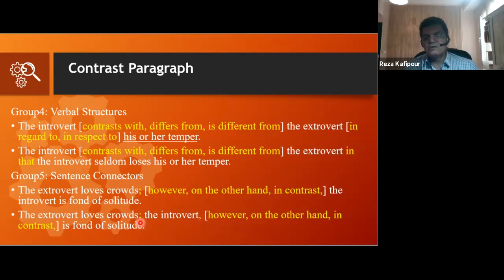So the semicolon stays in its place, and we start the second sentence: the introvert, however, is fond of solitude. Two commas for however when it appears in the middle of a sentence, but the semicolon appears between two sentences in its own place.